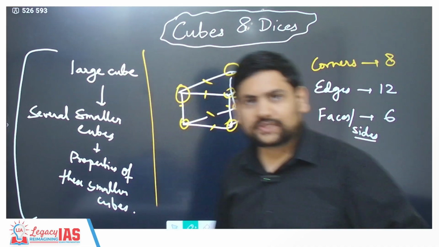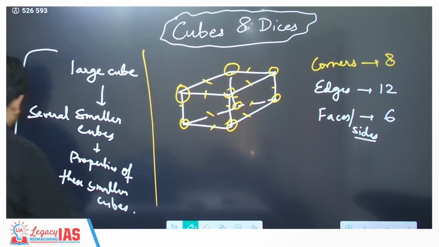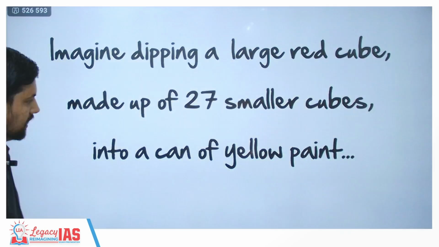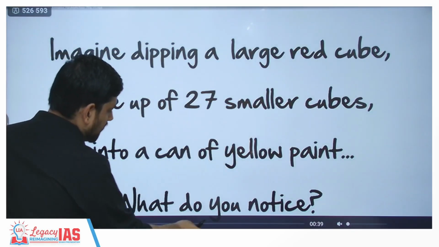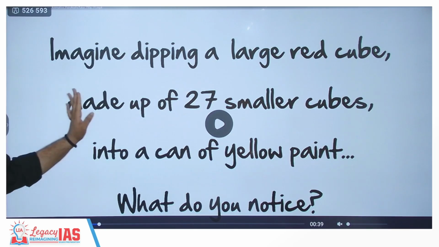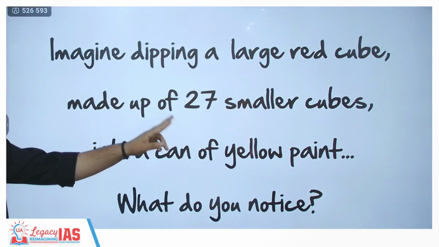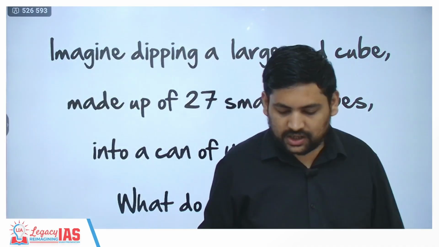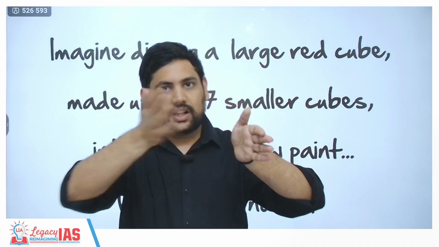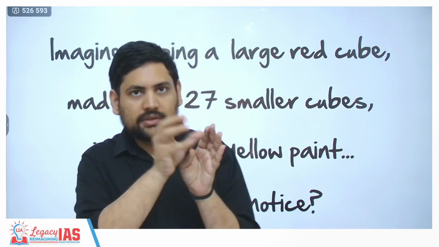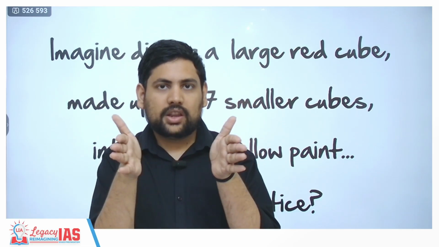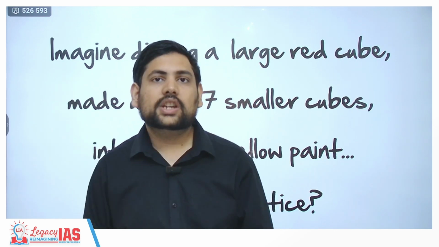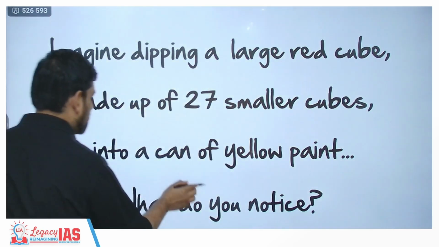Okay, now let's see how it gets divided. Let's see this. Can you see this? Yeah. Now see, it says imagine dipping a large red cube made up of 27 smaller cubes into a can of yellow paint. What do you notice? Basically what he is doing, instead of taking a large cube and then cutting it into small cubes, he is taking 27 small cubes and then joining them together to form a big cube. Okay, and then this big cube he will put in yellow paint. Okay, let's see how he does it.